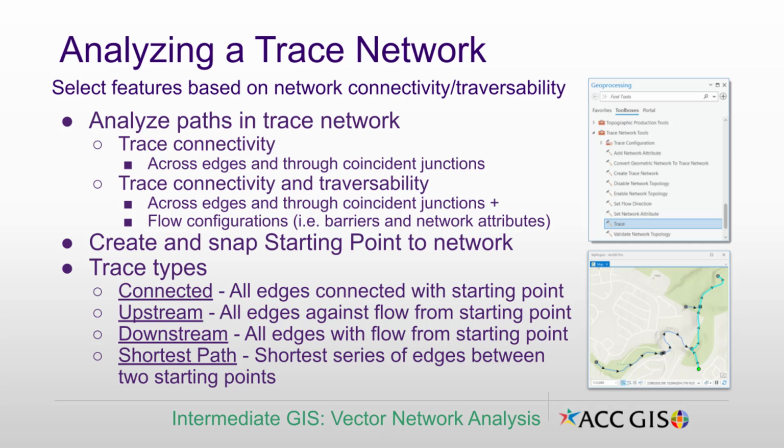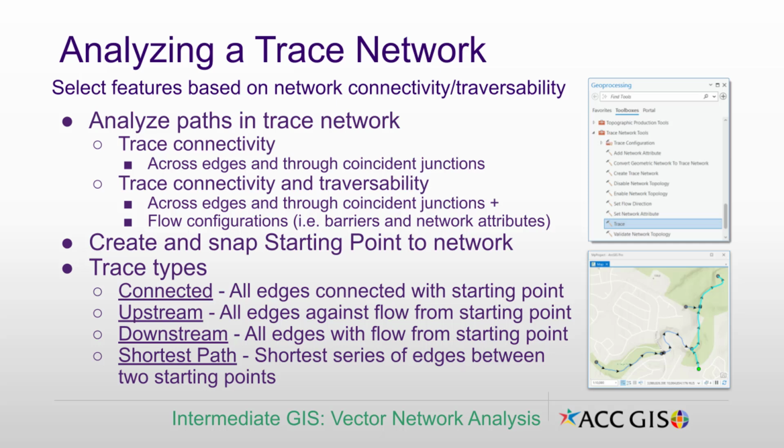Once you've established network connectivity, you're now ready to analyze a trace network, which will allow you to select features based on connectivity or traversability across a network. Now, we analyze paths in a trace network by tracing connectivity or tracing connectivity and traversability. Connectivity is across edges and through coincident junctions. Connectivity and traversability is across edges and through coincident junctions, plus any network flow configurations you've set, like barriers or network attributes like flow cost.